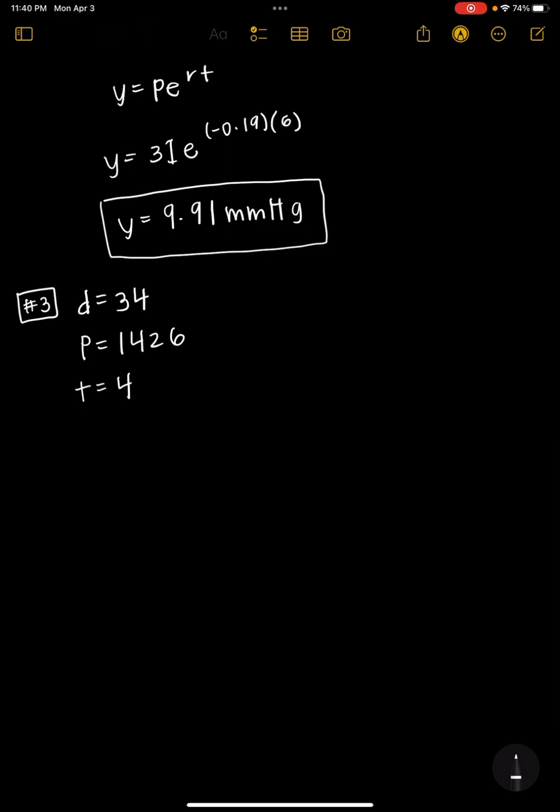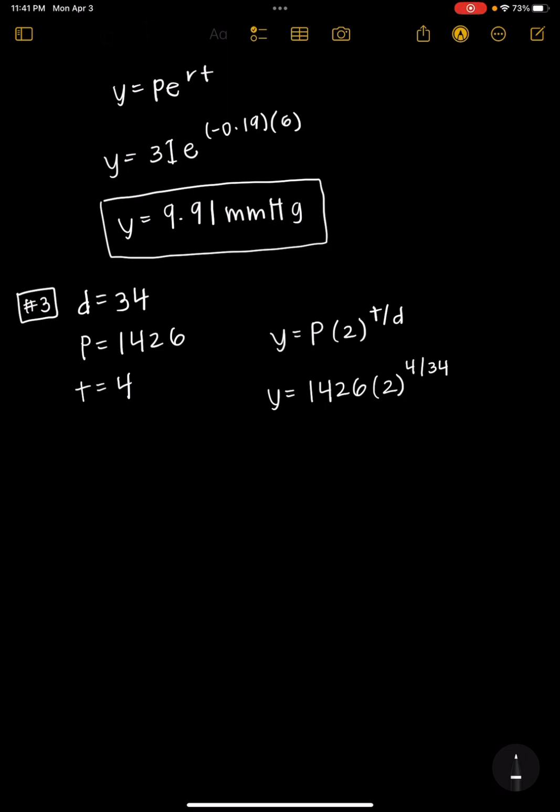So this should already clue you in. Because it says the word doubles, we're going to use that doubling formula, which is y is equal to P times 2 to the power of t divided by d. It tells us the doubling time because it says it doubles every 34 years. It tells us the initial population, which is that P. It also tells us that we're looking for what's happening at 4 years from now, so that's our t. When we plug everything in, we're going to have y is equal to 1,426 times 2 to the power of 4 divided by 34. Make sure that both of those things are in your exponent.